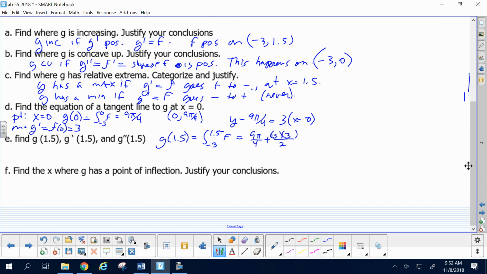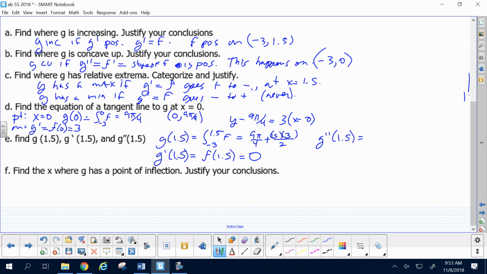All right. What about G prime at 1.5? What is G prime's connection to F? G prime is equivalent to F at 1.5. F at 1.5 is just reading the F graph, which is 0. Last but not least, G double prime at 1.5.